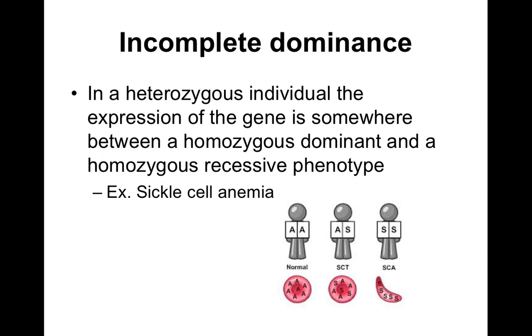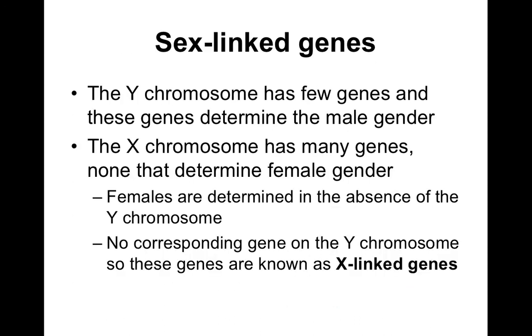Another example of this is white, red, and then pink flowers. The pink is halfway in the middle. So it expresses the red, but it also expresses the white. And so that allows for the whole range of red, pink, and white flowers.